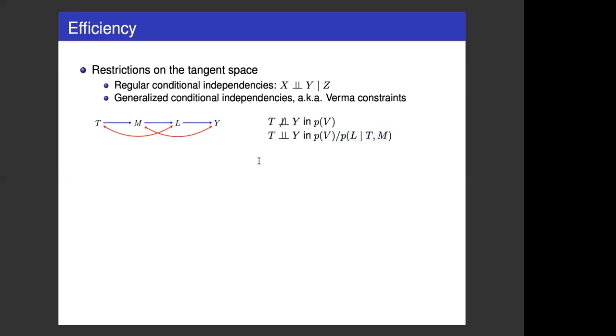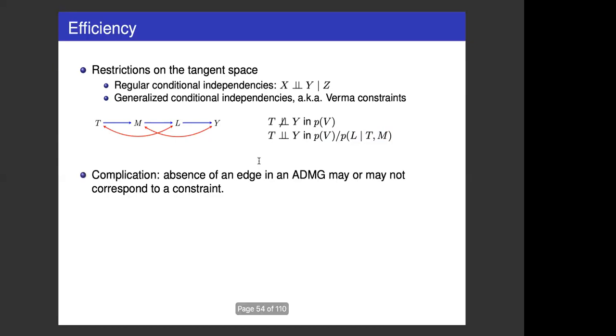So the first step in deriving efficient estimators is to just understand how the tangent space is restricted, or when the tangent space is restricted. But it's complicated because unlike DAGs, absence of an edge in an ADMG may or may not correspond to a constraint. So basically the topological factorization that we mentioned earlier is not gonna capture all of these assumptions. Sometimes it's not even gonna capture all the regular conditional independencies. So it makes life very hard to know what the constraints are.